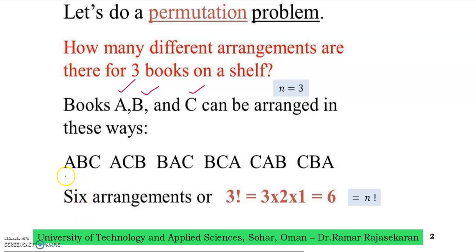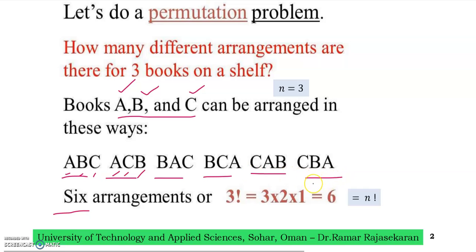We can arrange book A, then book B, then book C, or you change the arrangement: book A, book C, book B, and then you can change. In how many different ways can we arrange these three books A, B, and C? The total number of ways is 6. See, this is 1, 2, 3, 4, 5, 6.